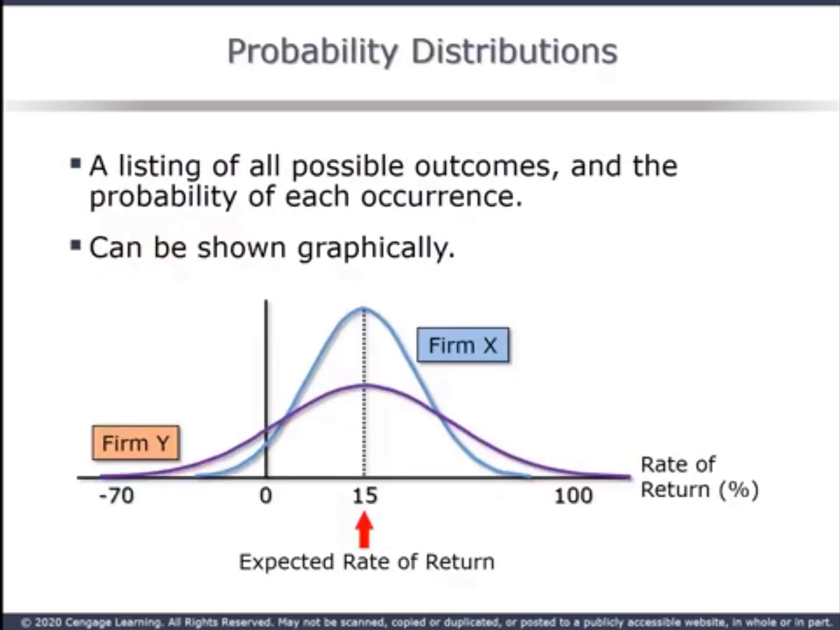Think back to your basic statistics class and the Algebra and Stat review lesson, probability distributions. A probability distribution lists all possible outcomes and the probability of each outcome occurring. The slide graphically displays two probability distributions, one for firm X, one for firm Y. Firm Y is riskier since there is a higher probability of lower than expected returns. The graph also visually demonstrates that the wider the distribution, the riskier the asset.